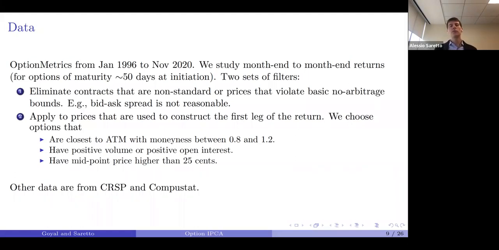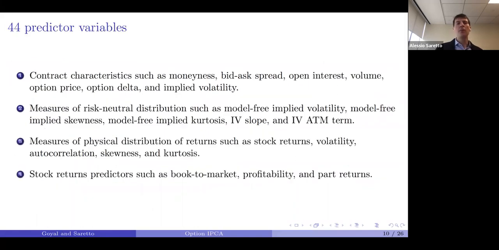We're going to limit to positive volume and positive open interest at inception of the return. And then we're only going to take contracts for which the midpoint price is higher than 25 cents, just to avoid contracts that end up on the lower bound of quotes, which is 5 cents. All right, so everything else is from CRSP and Compustat.